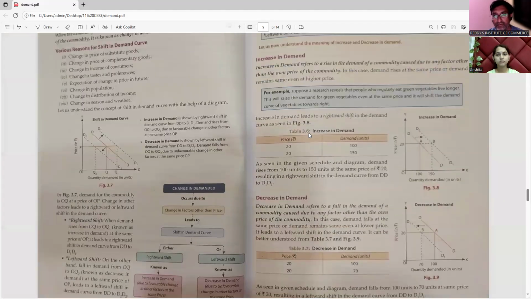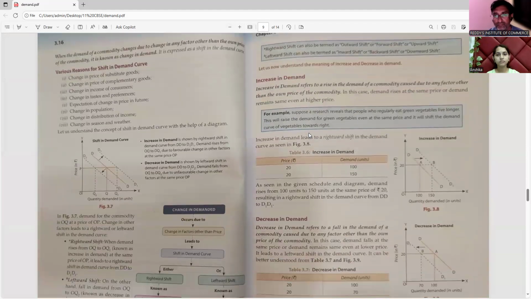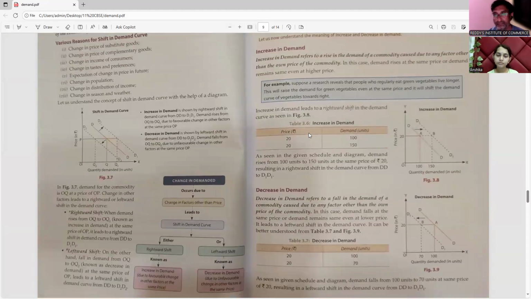Let's start with the new point again. Increase in demand. Increase in demand refers to rise in demand of a commodity caused due to any factor other than the own price of the commodity. In case demand rises at the same price, or demand remains the same even at a higher price. Let's understand how.